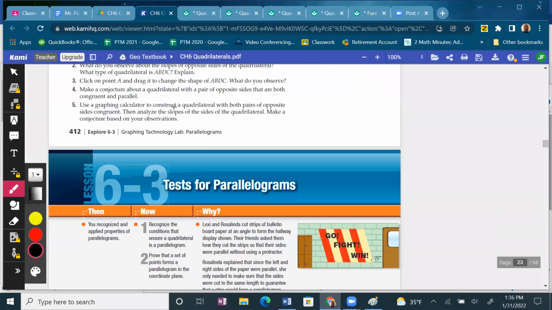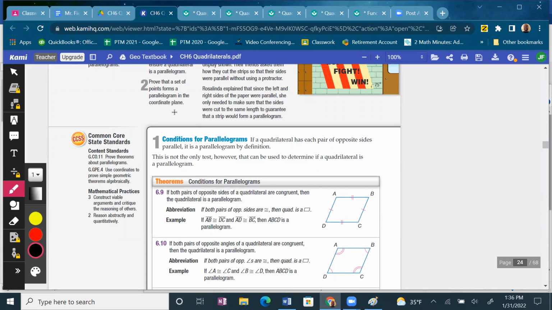Okay, so now we're going to talk about tests for parallelograms. Give you a few more theorems. So, conditions for parallelograms. If both pairs of opposite sides of a quadrilateral are congruent, then the quadrilateral is a parallelogram. So just pause for a second and realize something. In this section, the given is not that we have a parallelogram. But what I just read before, the given was we had parallelograms. When we had parallelograms, we could use theorem 6.2, 6.3, 6.4, 6.5.